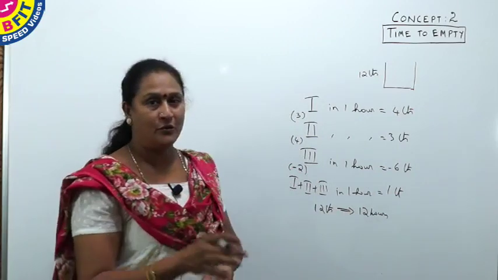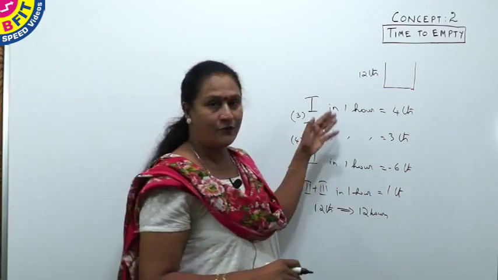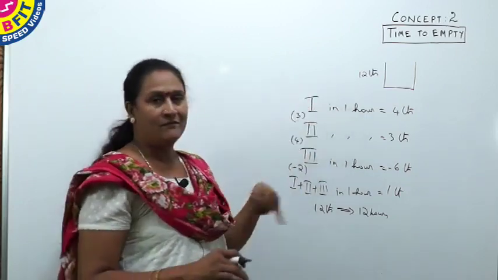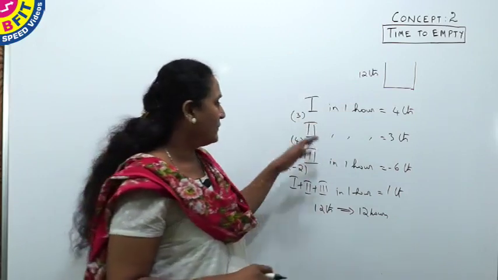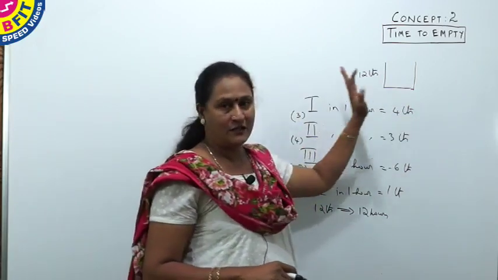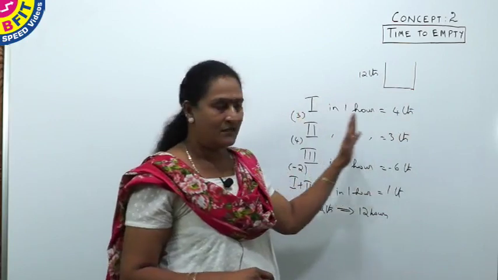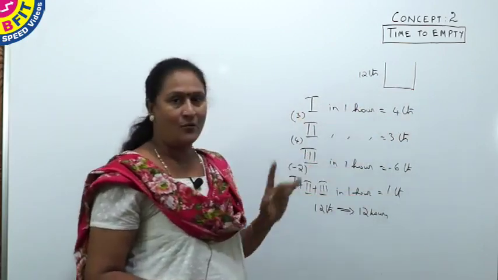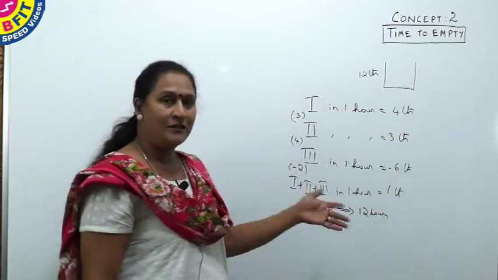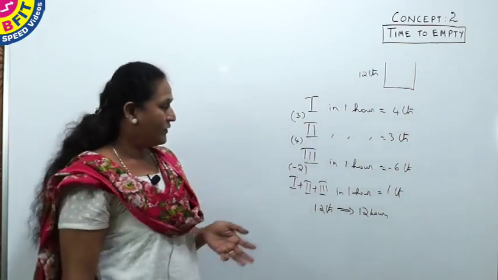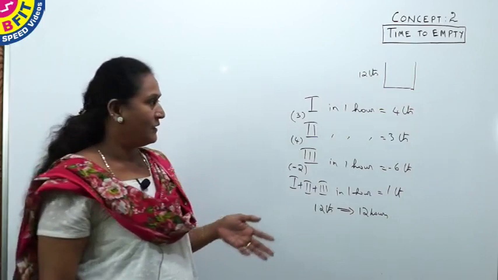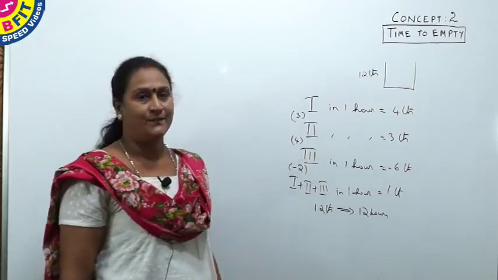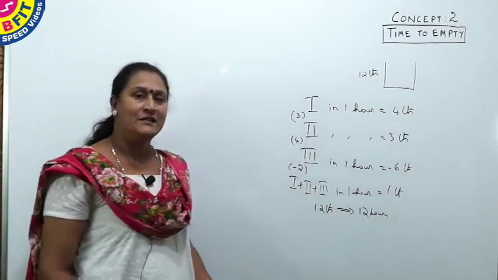So here we have more than 2 taps. We took the LCM of all the times taken, 3, 4 and 2. That is 12. And we converted the time into work. The first pipe pours 4 liters, the second pipe 3 liters, the third pipe empties 6 liters. Effectively we have only 1 liter in 1 hour when all the 3 pipes are open. If they can pour only 1 liter per hour to fill 12 liters, what will be the time taken? 12 hours. So we'll see the next concept.